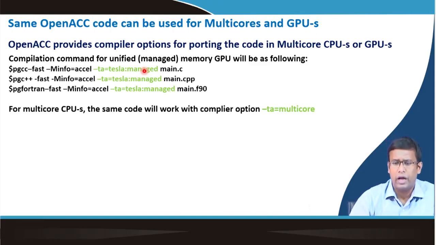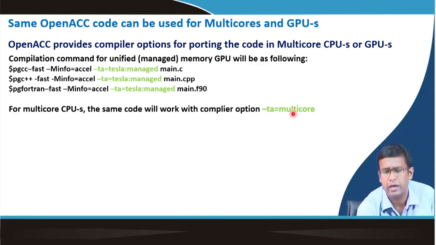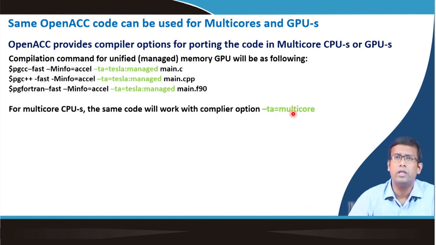If you write the compiler option -ta=multicore, the compiler will know that it is compiling for multi-core CPUs. So just by giving a compiler option, the same code can be compiled for different targets.